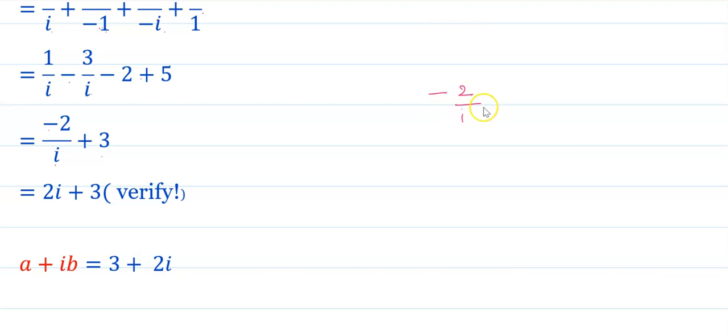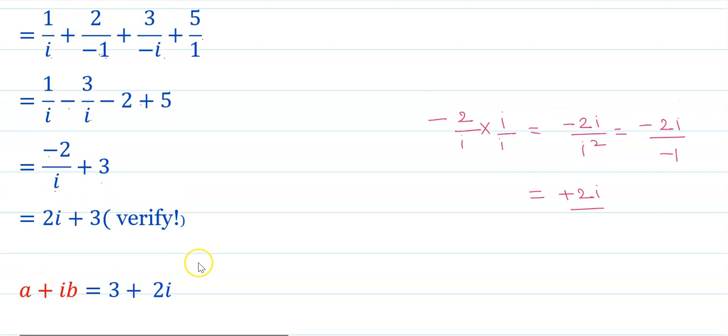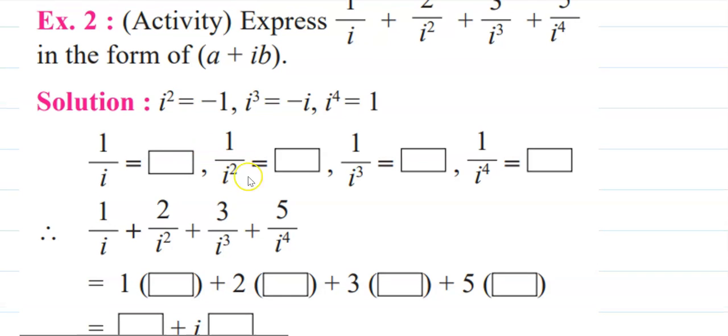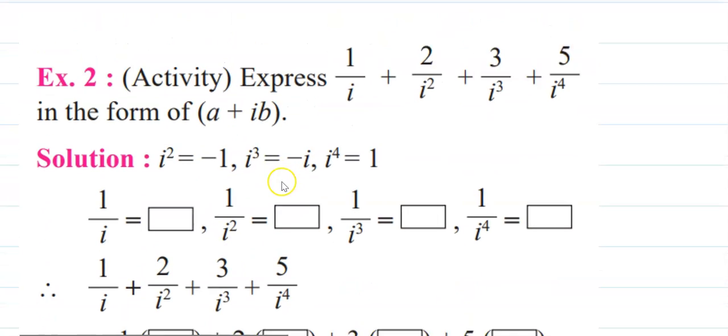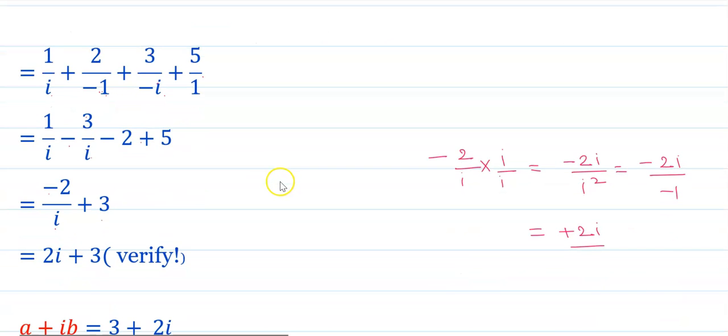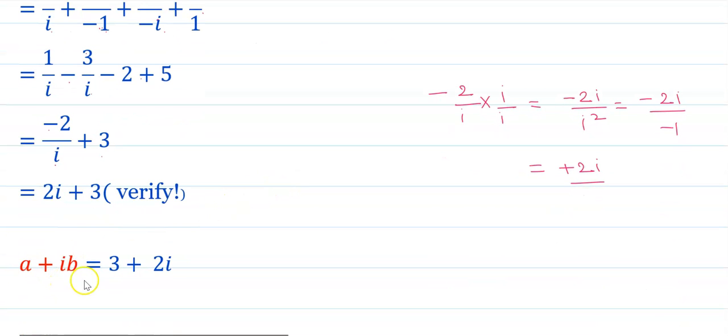Minus 2 upon i. Multiply numerator and denominator by this i. Then you are getting minus 2i upon i square. i square is minus 1, and that minus and minus, minus 2i upon minus 1, here you are getting plus 2i. Therefore 2i plus 3, and hence a plus ib is nothing but 3 plus 2i. You can write all those values in this expression. I had solved that example here, that is in the form a plus ib is 3 plus 2i.